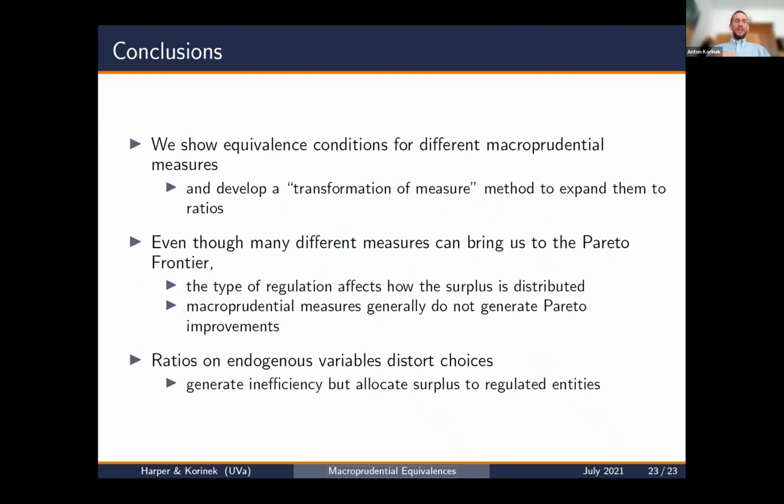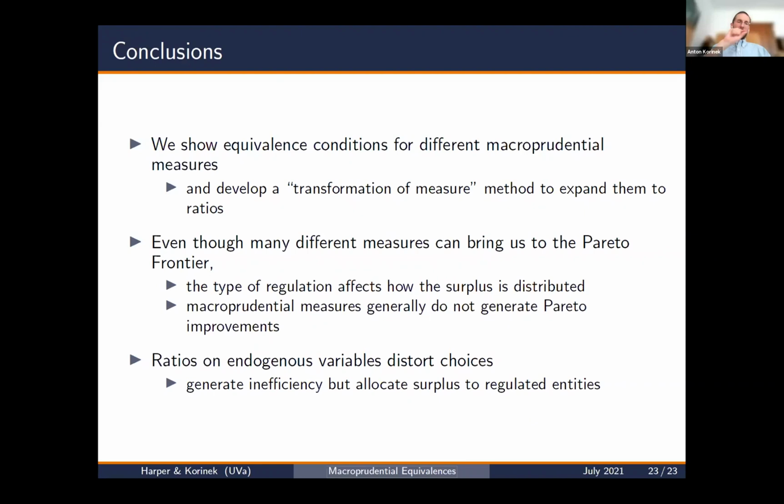And now let me just conclude. What this paper does is we show equivalence conditions for different macroprudential measures. We develop a transformation of measure approach to expand these results to ratios. And we show that even though many different measures can all bring us to the Pareto frontier, the type of regulation affects how the surplus is distributed.